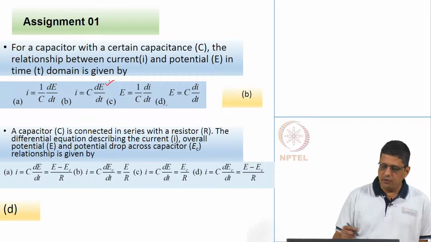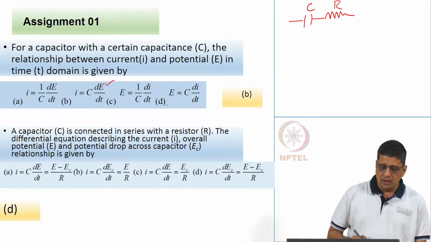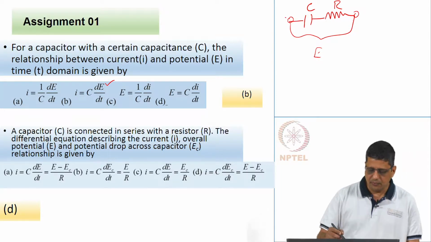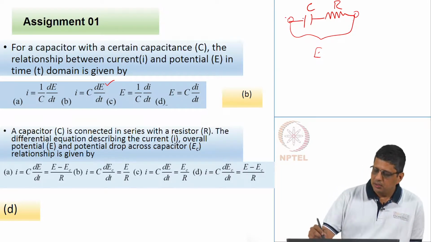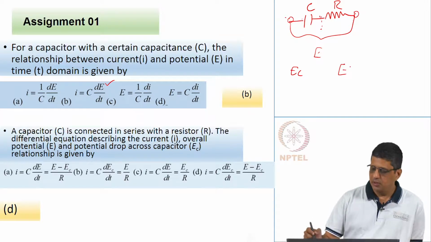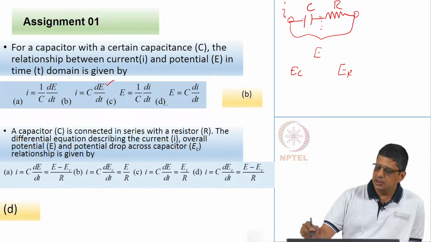The next question is, if you connect a capacitor in series with a resistor, C and R, the overall potential between these two terminals, we call that E. Part of the potential drop occurs across this capacitor, we can call that EC. A part occurs across the resistor, call it ER. Current passes through this system.